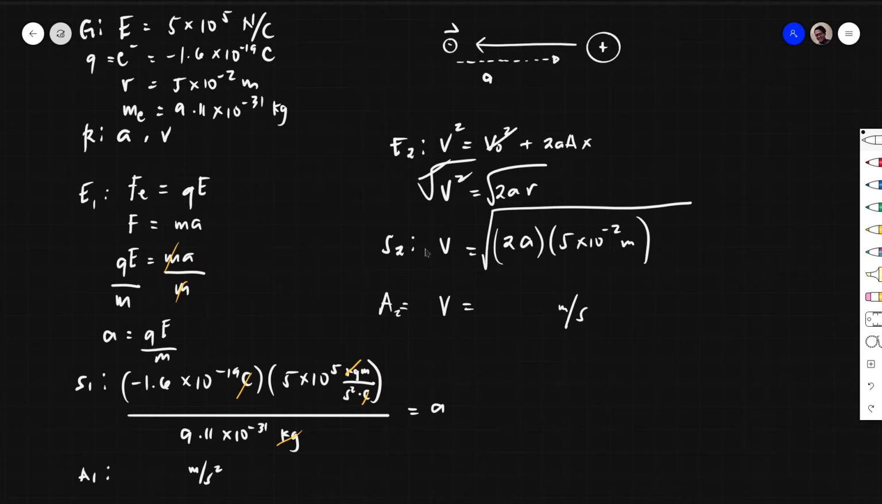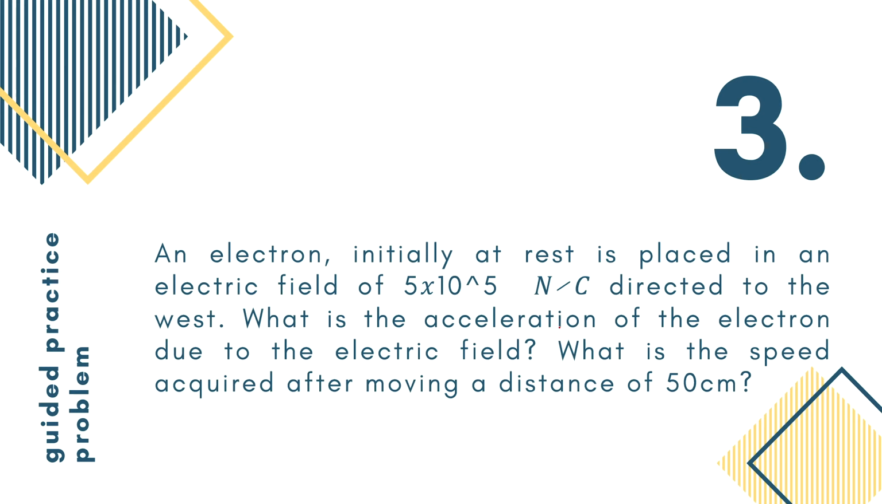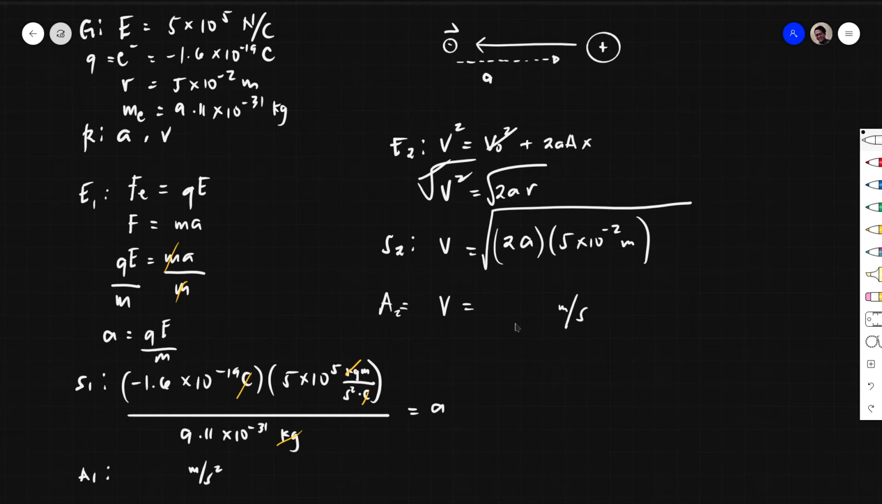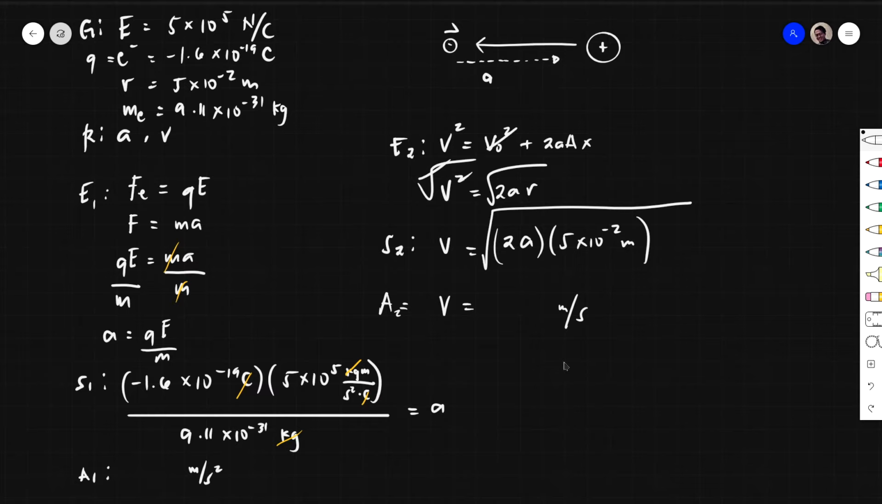By the way, returning to our first answer, you were asked for the acceleration. Knowing that acceleration is a vector, let's state the direction of the electron due to the electric field. So what would be its direction? Since it's an attraction, if the electric field is due west, the electron will be moving due east, right? You got that?